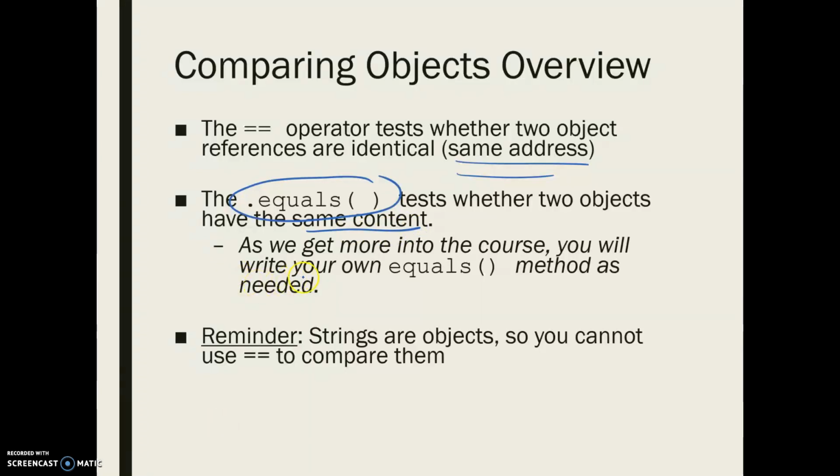Now I put a note here that says as we get more into the course, you will write your own equals method as needed. And that's because as we create our own objects, like how we created our own emoji or as we create our own bank account, what is determined of whether or not they are equal will be different based on the object code you write. So that's why you as a programmer will create your own equals method. And this is a biggie right here. Strings are objects, so you cannot use equals or less than to compare them.